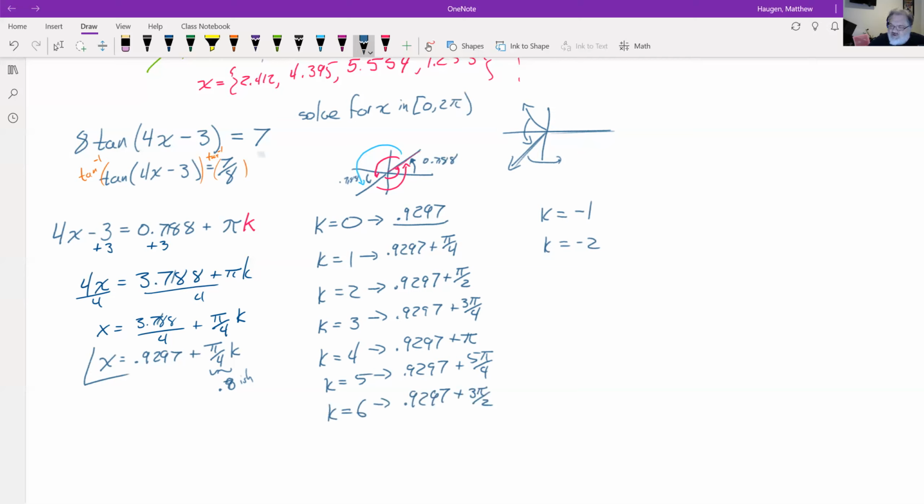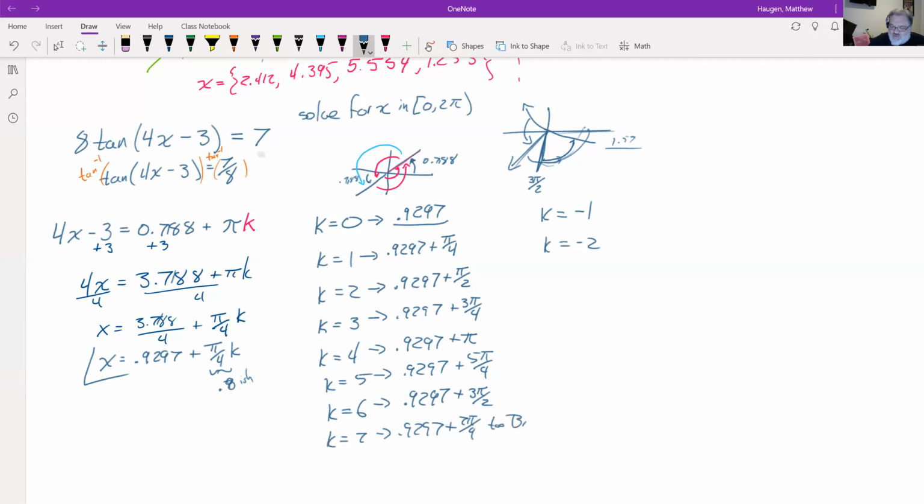Now 3 pi over 2 starts getting interesting. 3 pi over 2 plus 1, well, there's another pi over 2 radians here. Pi over 2 radians is 1.57. So there's enough room for a 0.9, because if there's 1.57 left, there's enough room for a 0.9. So that point's good as well. But at k equals 7, the 0.9297 plus 7 pi over 4, that's going to be too big.